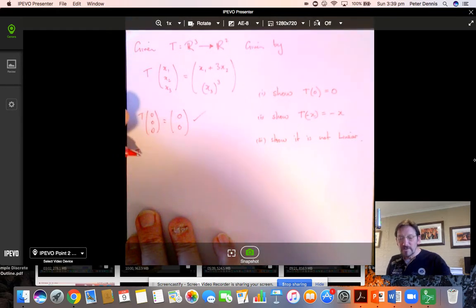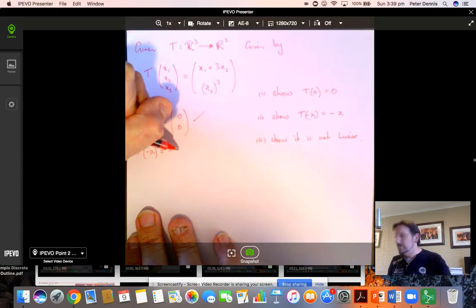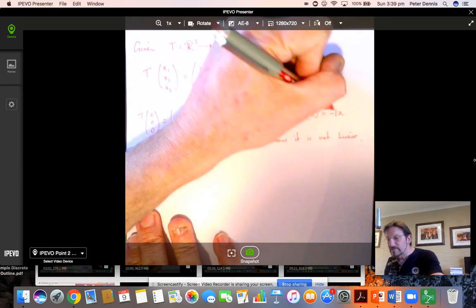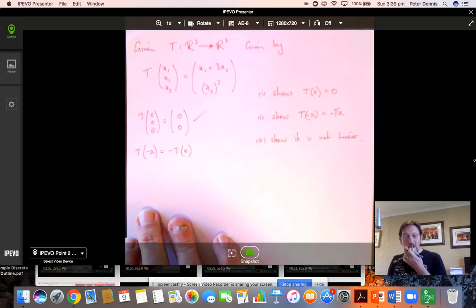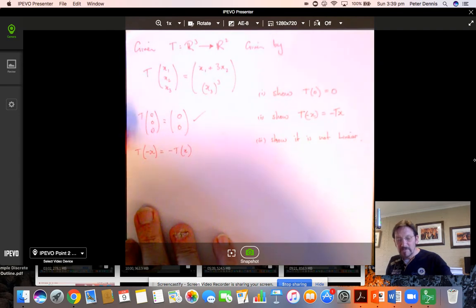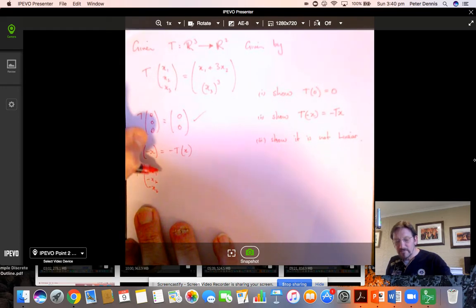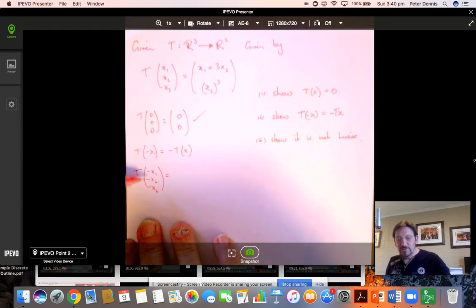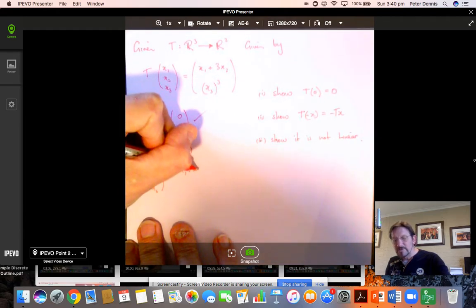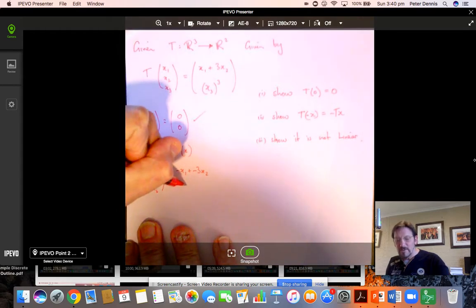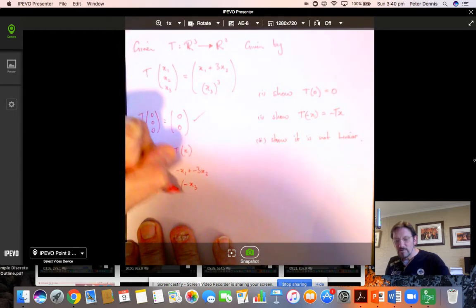Show that T of minus x equals minus T of x. So in other words, we can take a scalar multiple out, minus T of x. Okay, so minus x is going to be minus x1, minus x2, minus x3, which if we just use this transformation, it's going to be minus x1 plus 3 times minus x2, and minus x3 all cubed.